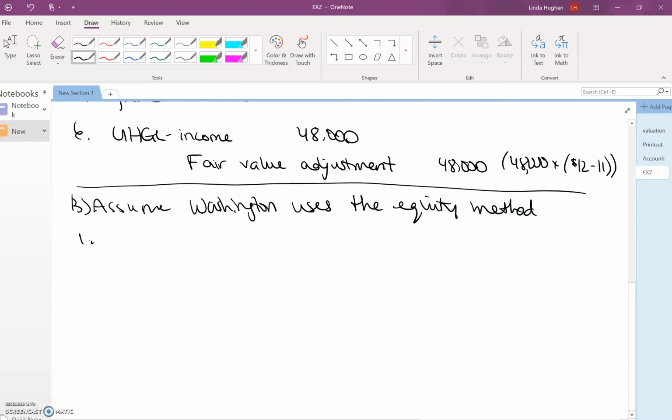All right, in this case, well, the accounting for the purchase of the stock is no different. Debit equity investment and credit cash for $480,000.